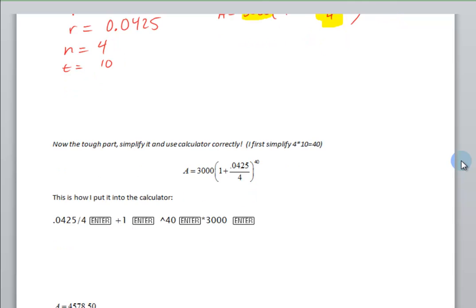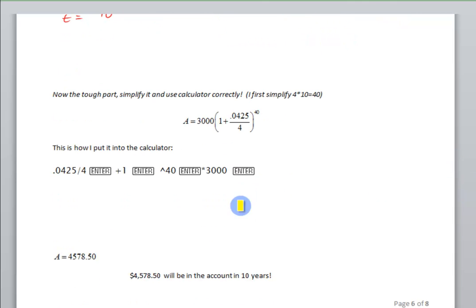All right, and so here's the steps that I did with the calculator, but we get the same answer, $4,578.50. Okay, so start in here, work your way up here to the exponent, and multiply last. And these are the exact things that I just did on the calculator.